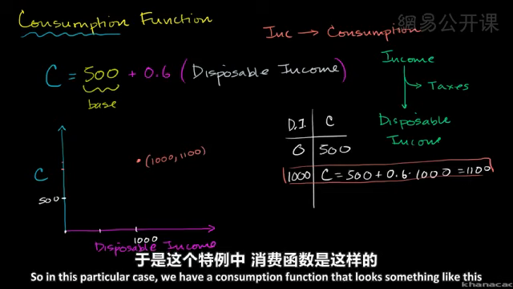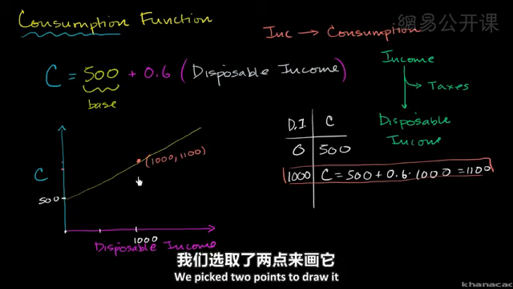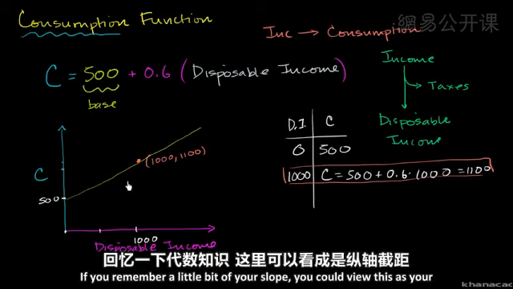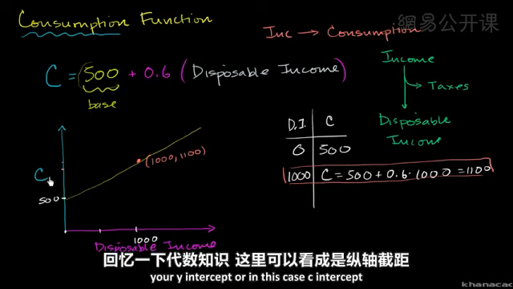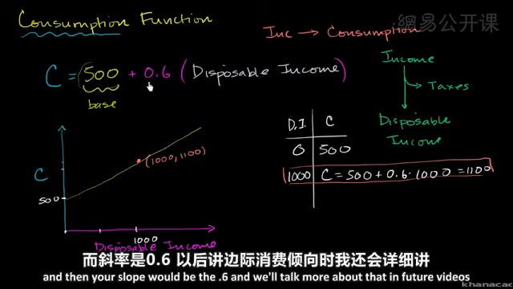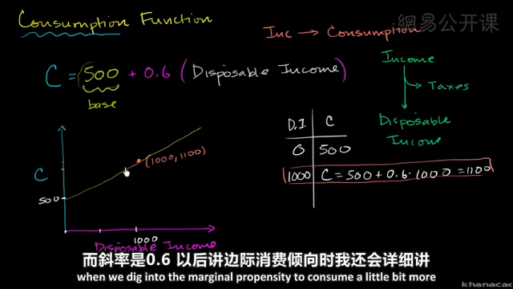And this is a line, so 2 points make a line, and so in this particular case, we have a consumption function that looks something like this. Looks like that. We've picked 2 points to draw it. If you remember a little bit of your slope, you could view this as your y-intercept, or in this case your c-intercept, and that your slope would be the 0.6, and we'll talk more about that in future videos when we dig into the marginal propensity to consume a little bit more.